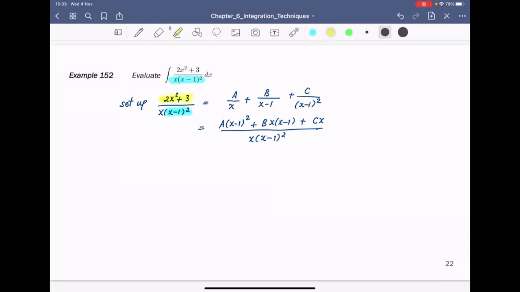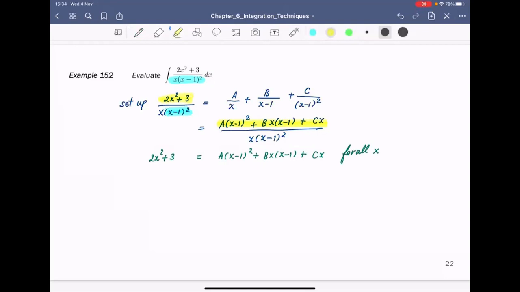So we have the tops equal to each other. Here, what you have is 2x squared plus 3 equal to a times (x minus 1) squared plus b times (x minus 1) plus c times x. Now, in order to solve for a, b, and c, what should we do? First of all, this is true for all x. You can pick any number x, and then hopefully you can solve for a, b, and c.